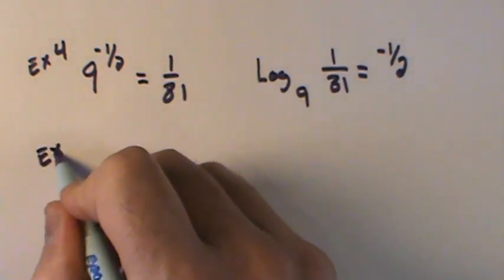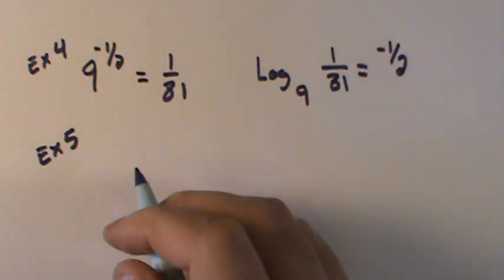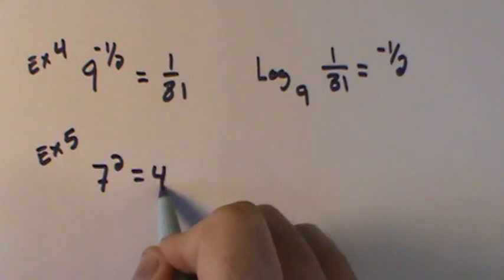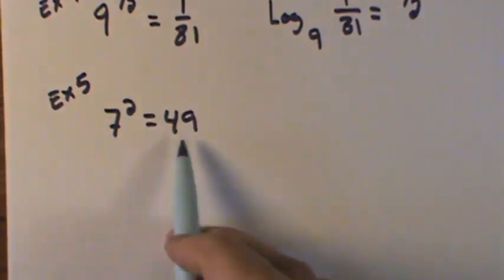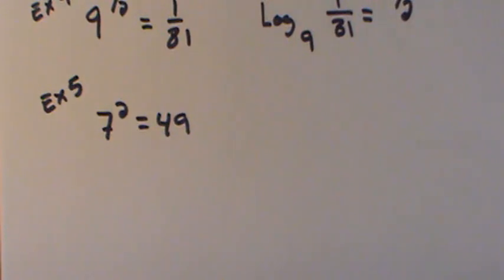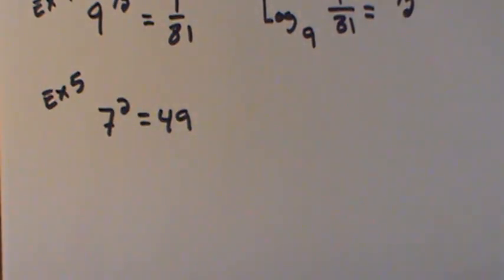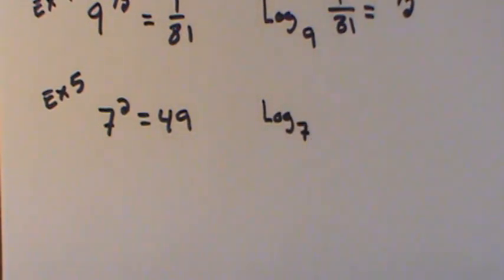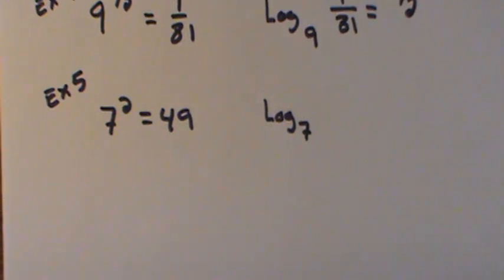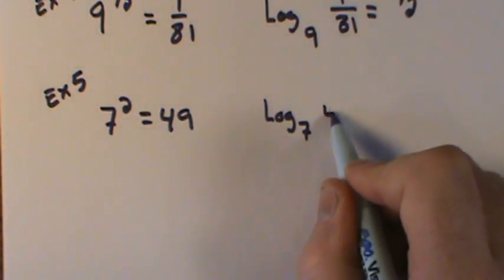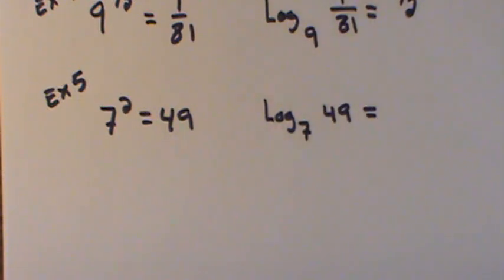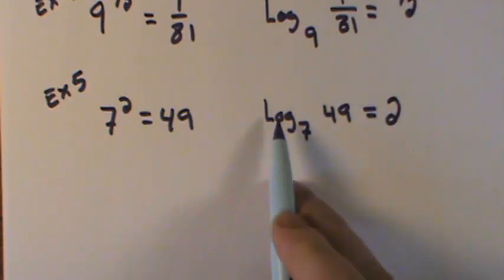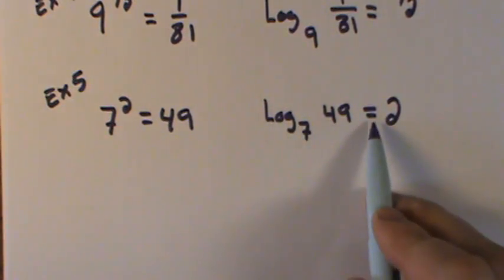Do an example 5. Maybe they say 7 squared equals 49. So looking at this exponential form, can we turn it into a log? What is your base? The base is 7. So you could say log base 7. What is your result? Your answer was 49. So you put that right here. Equals, what was your exponent in this scenario? It was 2. So it's log base 7 of 49 equals 2.